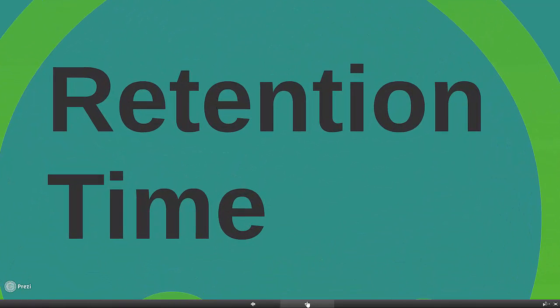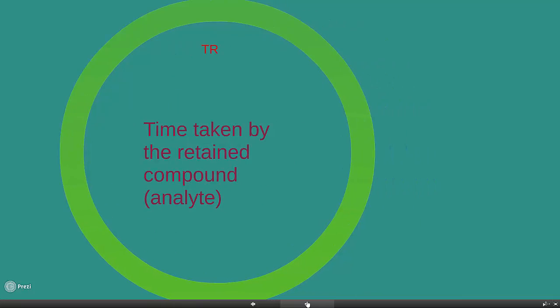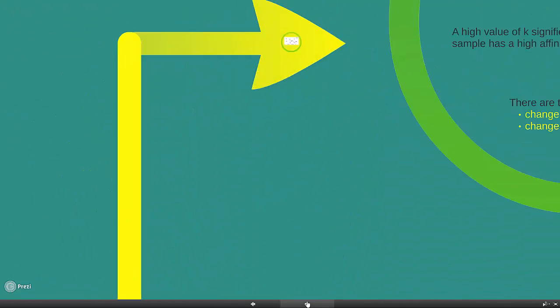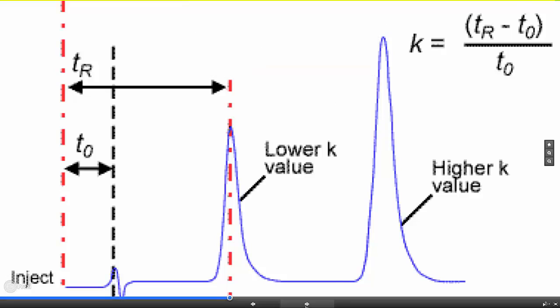Another thing, retention time again. Retention time actually incorporates two things. TR is the time taken by the retained compound or analyte, and unretained time, T0, which is the time taken by the unretained compound, which moves at the same speed as the mobile phase. So this is how K is calculated: by taking TR minus T0 over T0.